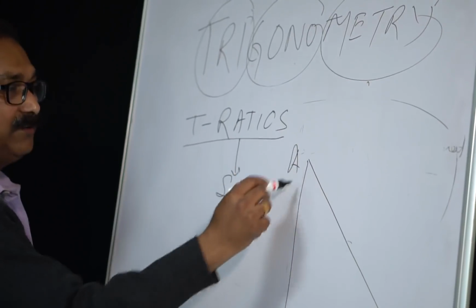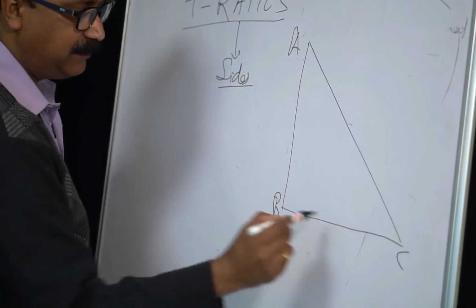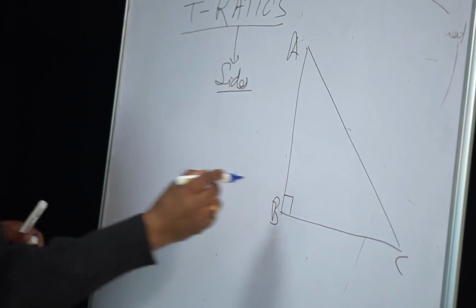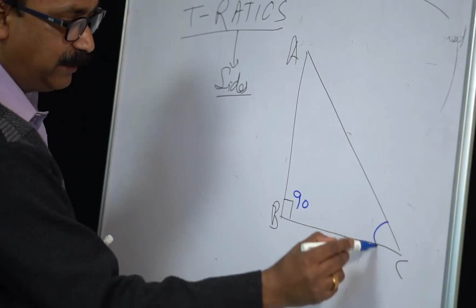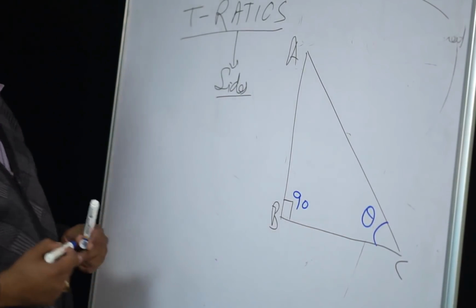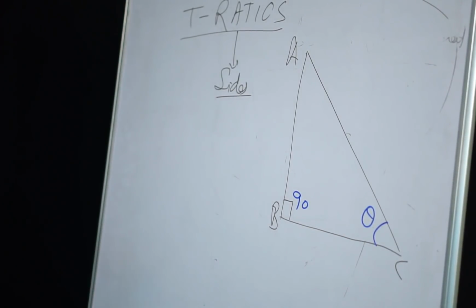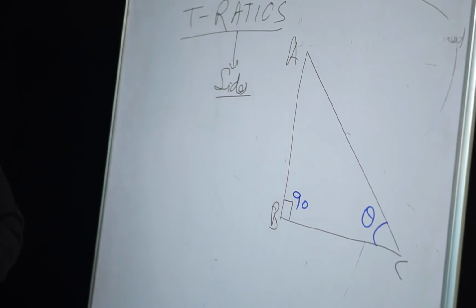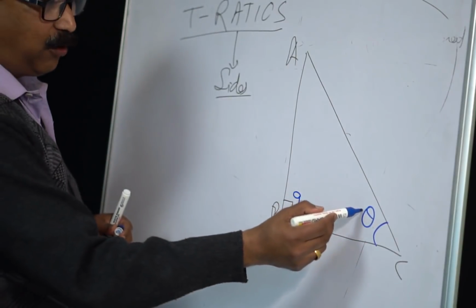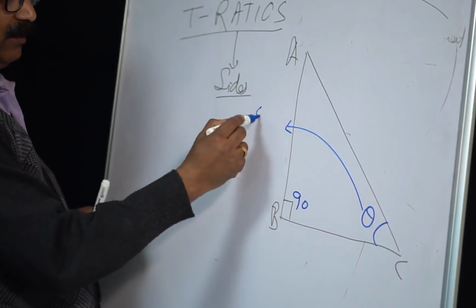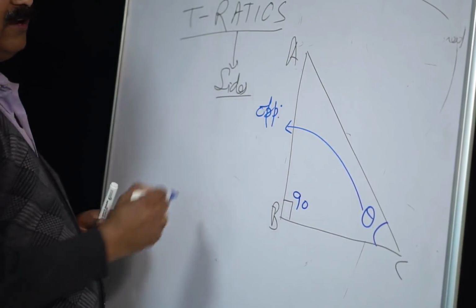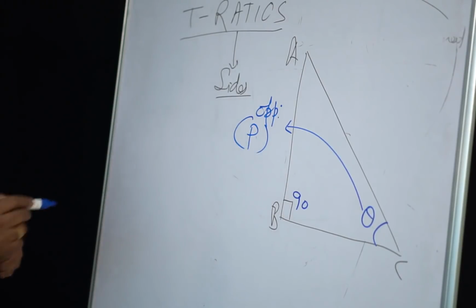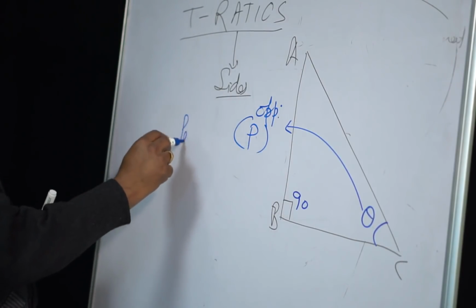We consider it as a right triangle ABC. So this is a 90 degree angle, and we mark here theta, considered as an acute angle. Clear? We have to know the names of the sides of the right triangle which are used in trigonometry. With respect to the acute angle we consider, the opposite side of the acute angle, what do you call it? The opposite side of the acute angle we call perpendicular, denoted by P. What is the name? Perpendicular.